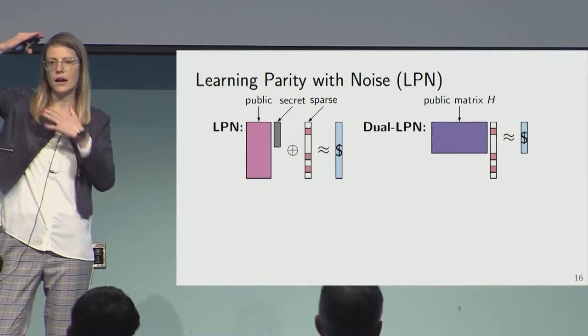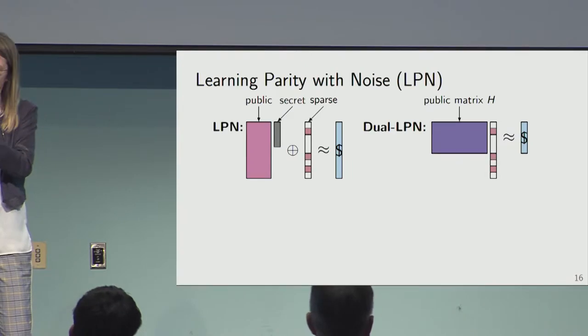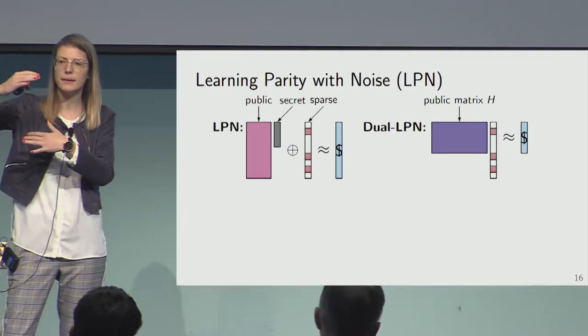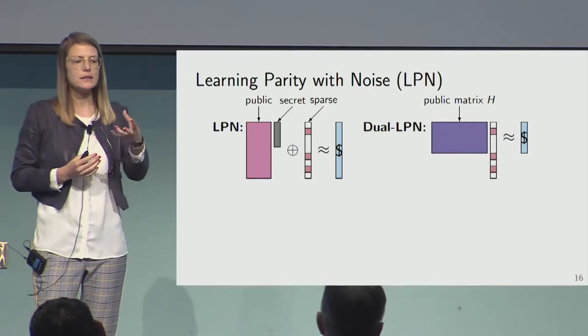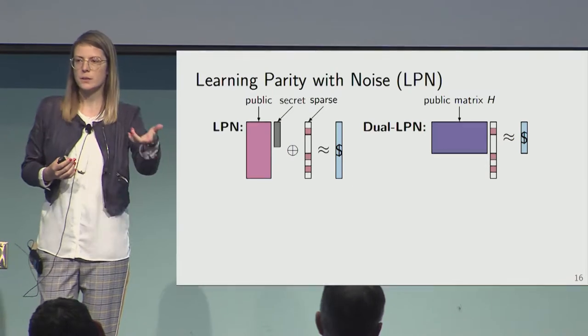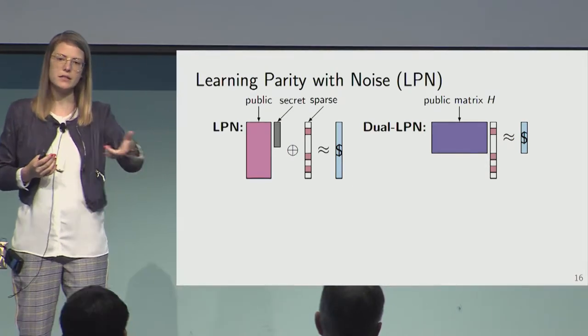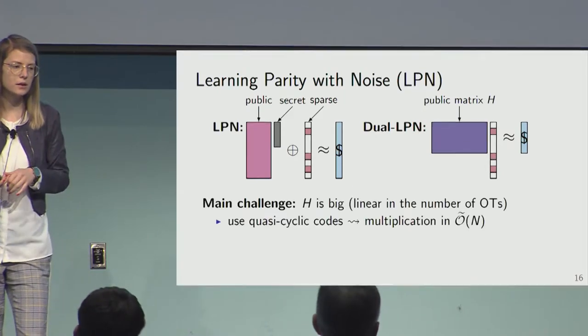It will take a random sparse vector and shrink it a bit, but then you get something pseudorandom, and this is exactly what we want. Why is this so useful for our construction? Because matrix multiplication is something linear, so the parties can perform this linearly. There's no communication required.